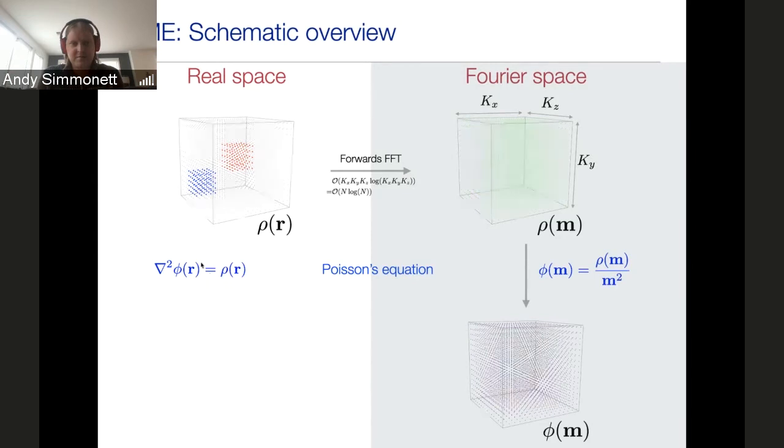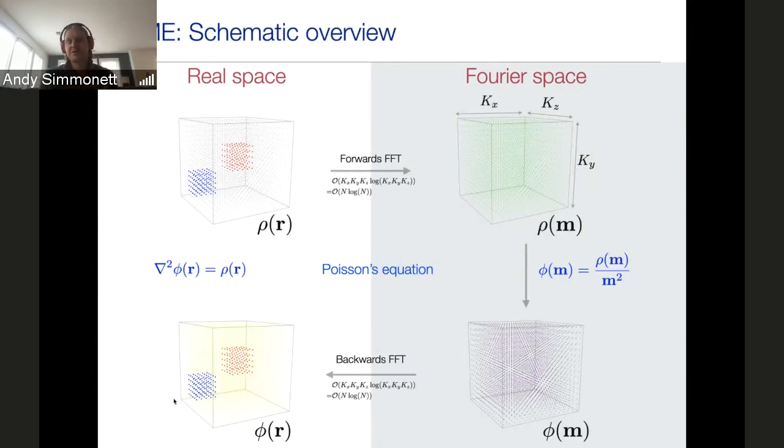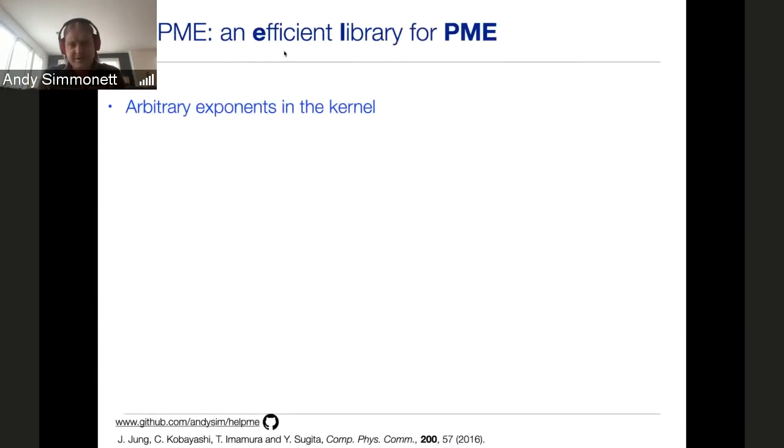And as I hinted in the previous slide, this differential equation then becomes trivial to solve in Fourier space because this operator just becomes a constant, m squared, that you can divide by. From there, you have the potential in Fourier space, and an inverse Fourier transform gives the potential in real space, which is ultimately what you want for these QM/MM-like methods and for MD itself. So this library takes care of doing all of that stuff for you. You just give it a bunch of positions and it handles the rest.